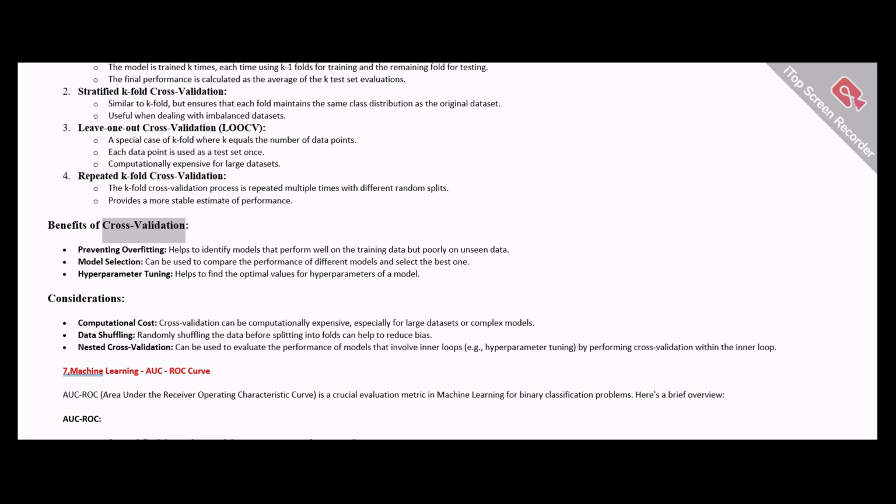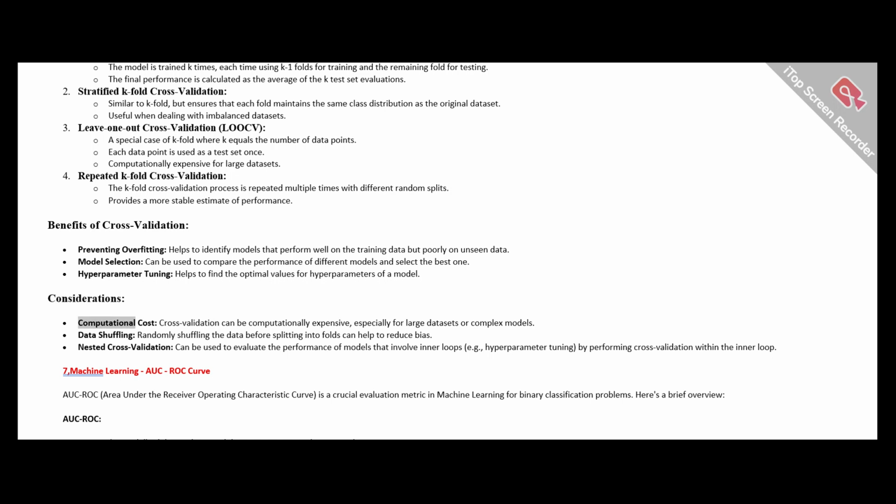Benefits of cross-validation. Preventing overfitting: helps to identify models that perform well on the training data but poorly on unseen data. Model selection: can be used to compare the performance of different models and select the best one. Hyperparameter tuning: helps to find the optimal values for hyperparameters of a model.